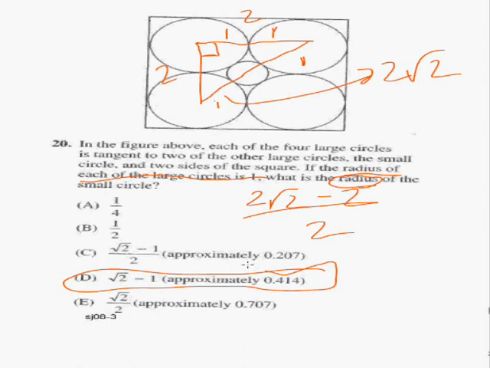Again, what are the keys? How can I relate the radius of the circle to another shape, and then drawing in the shape that wasn't there? In this case, it was that right triangle.